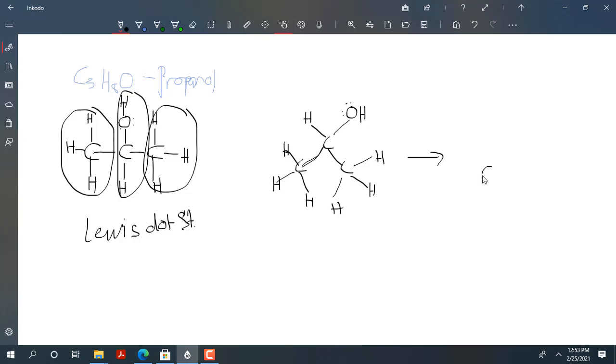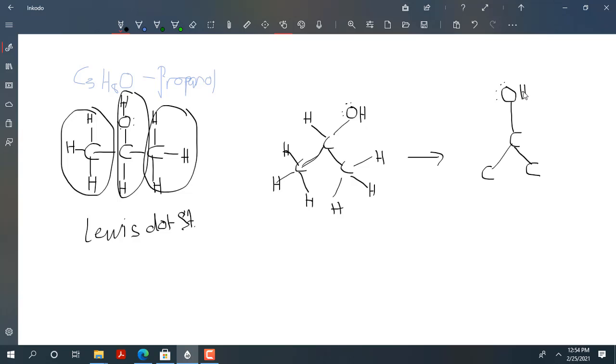So we have the first carbon, the center carbon, and the other carbon. I'll draw the covalent bond on that, and this carbon is sharing to oxygen. We have the other valence electron and hydrogen.